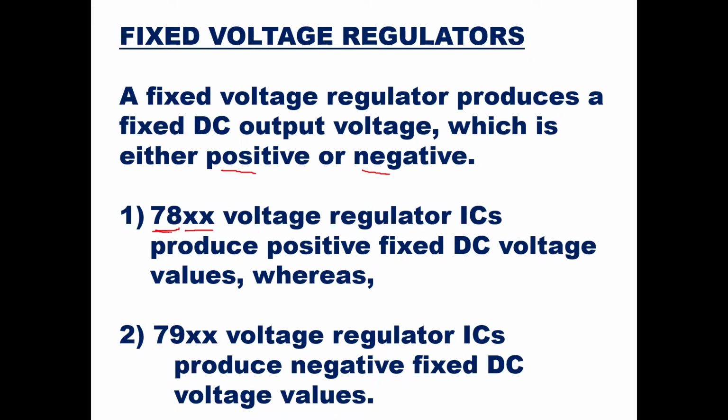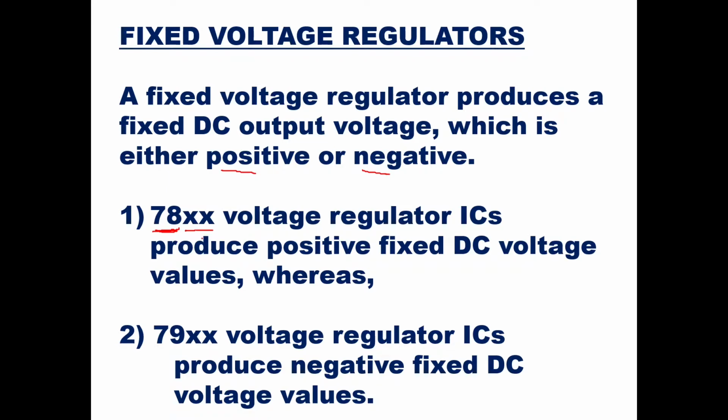78 means it is going to produce positive fixed DC voltage, and whatever XX value you put, that will come as the output voltage. If it is 7805, it will produce plus 5 volt. If it is 7812, it will produce plus 12 volt.